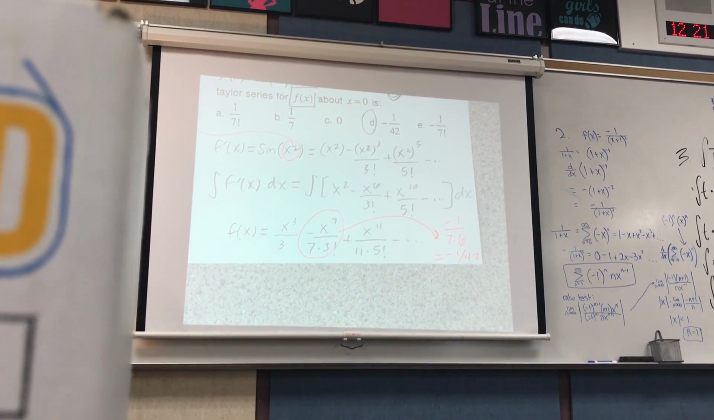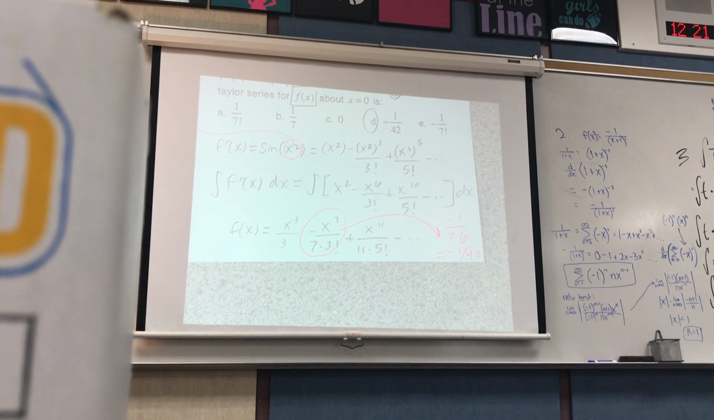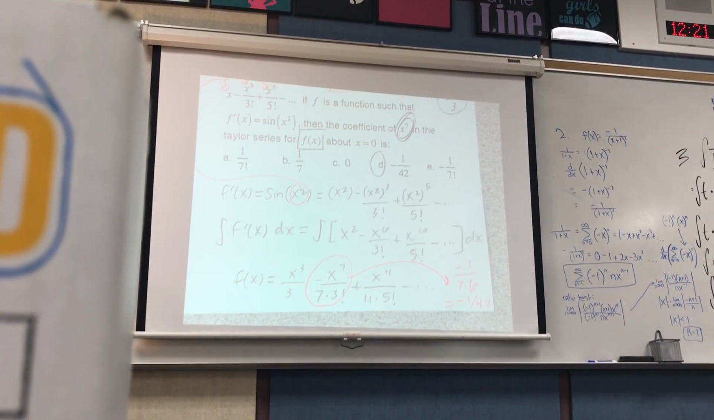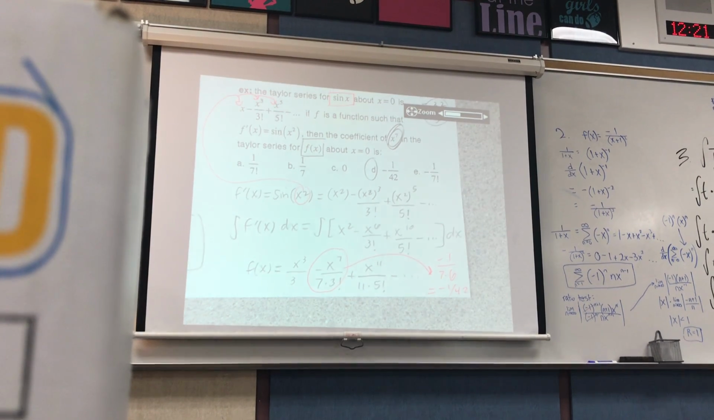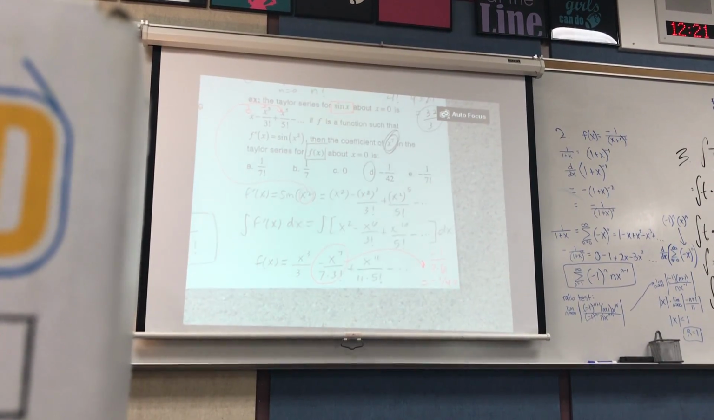So those are examples of how you will be tested on Taylor and Maclaurin series on the AP exam, where it's kind of like, wait a minute, these aren't as straightforward, but again, you have the skills to do them.